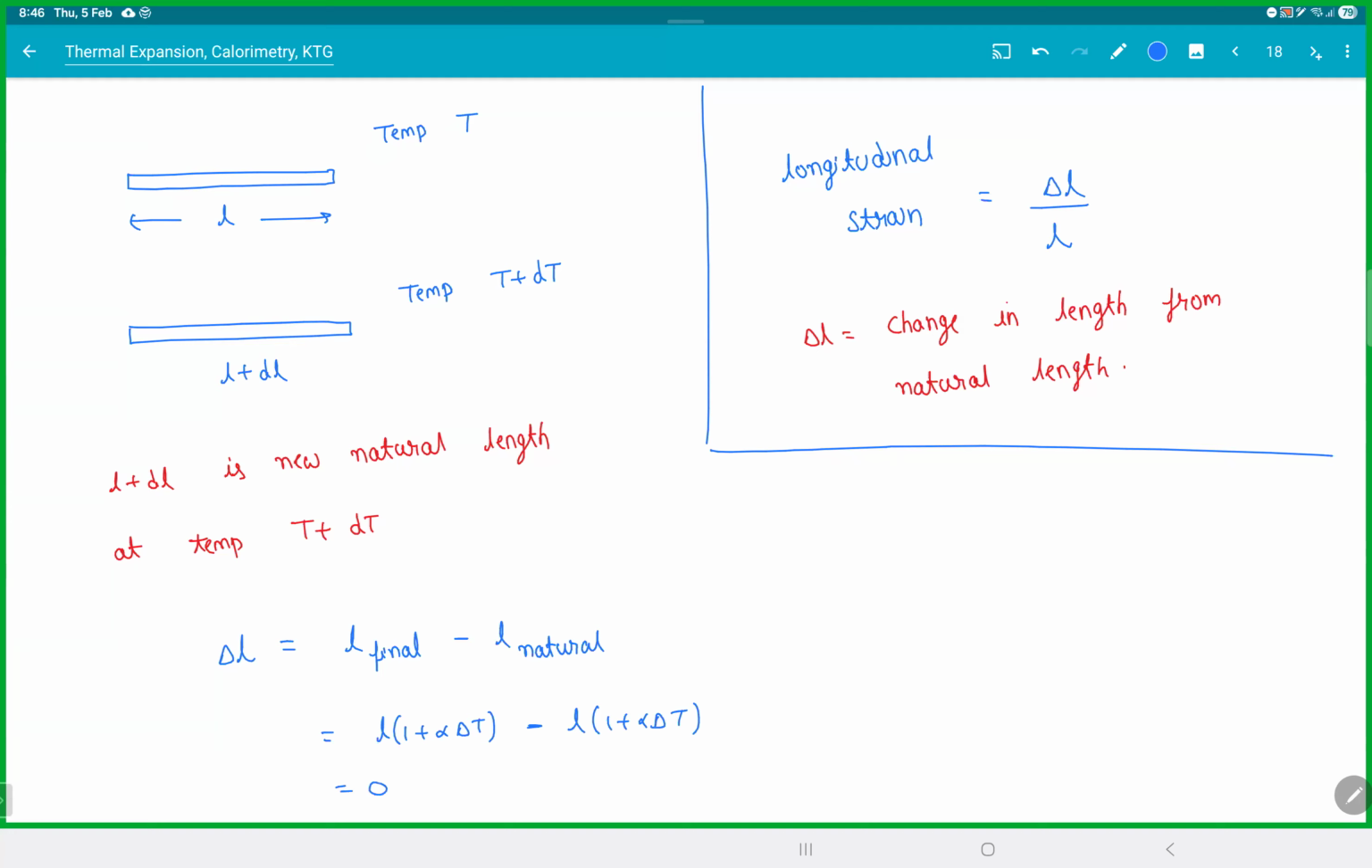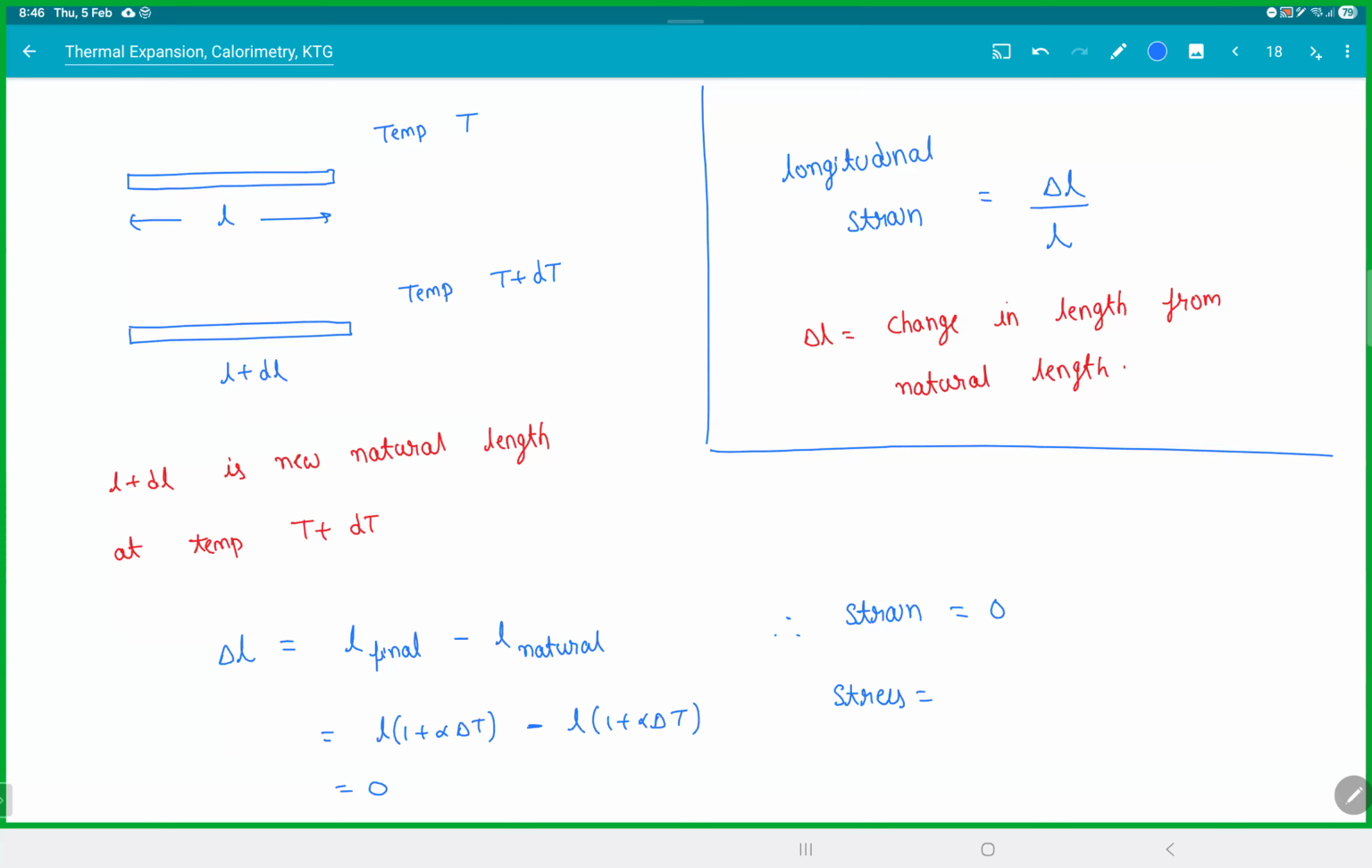0. So if you ask the rod, how are you feeling? Rod will say, okay, I'm supposed to be L into 1 plus alpha delta t. I am L into 1 plus alpha delta t. Therefore, strain is 0. I hope you're getting the difference. That delta L and this delta L are not the same. Now, if the strain is 0, then we know stress is nothing but Y into strain.